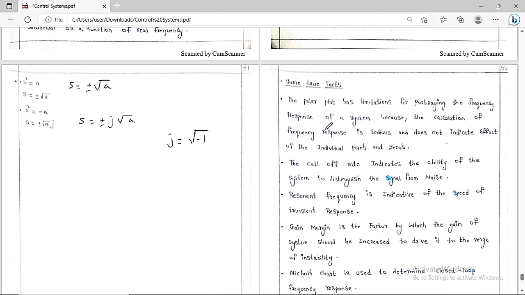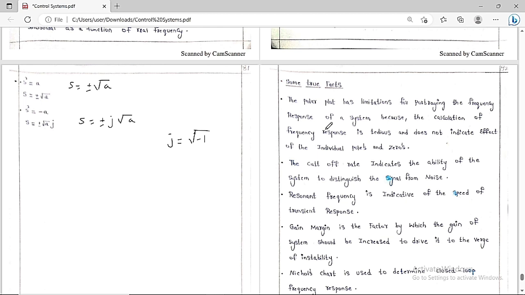See, calculating the magnitude and phase angle for each and every value of omega is a very severe pain in the neck and also it is going to tell you the overall effect of the magnitude as well as the phase angle by considering all the poles and zeros. But it will never tell you the individual effect of the poles and zeros in the case of polar plot.